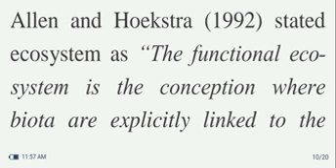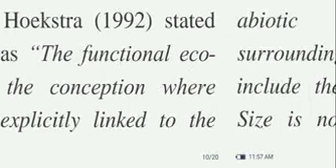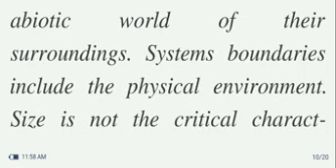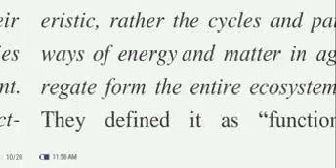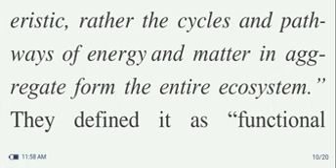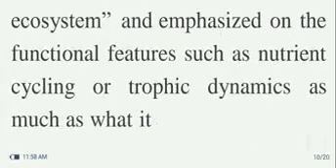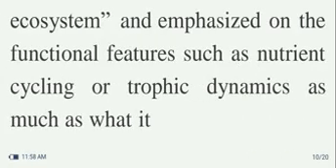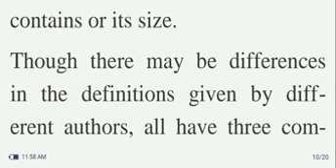Allen and Hoekstra define the functional ecosystem as the conception where biota are explicitly linked to the abiotic world of their surroundings. System boundaries include the physical environment. Size is not the criterial characteristic, rather the cycles and pathways of energy and matter in aggregate form the entire ecosystem. They defined it as the functional ecosystem and emphasized functional features such as nutrient cycling or trophic dynamics as much as what it contains or its size.